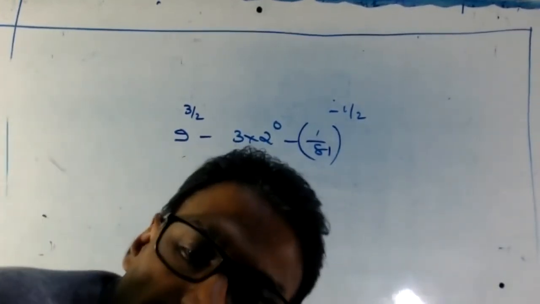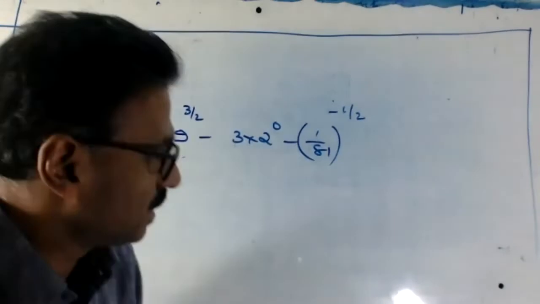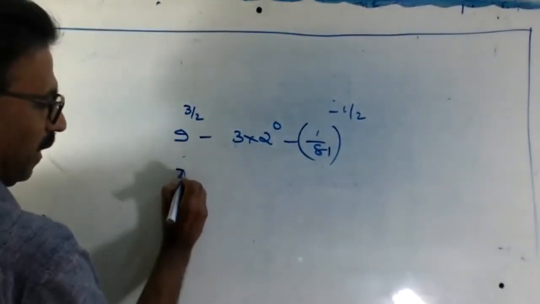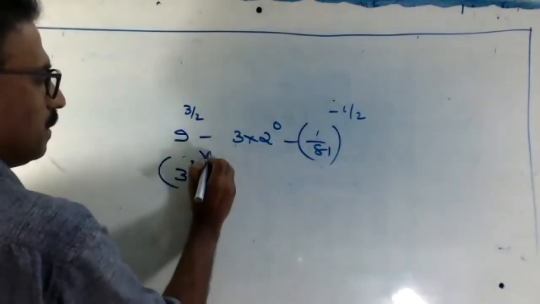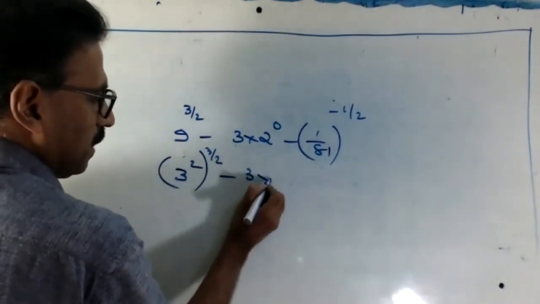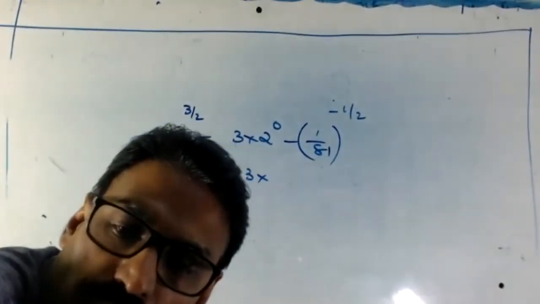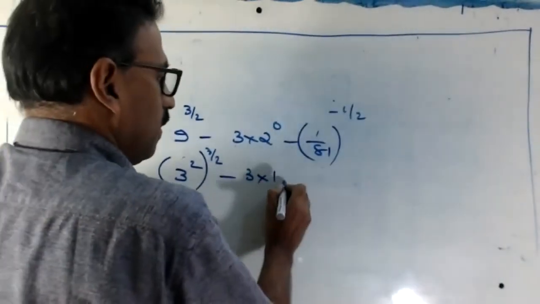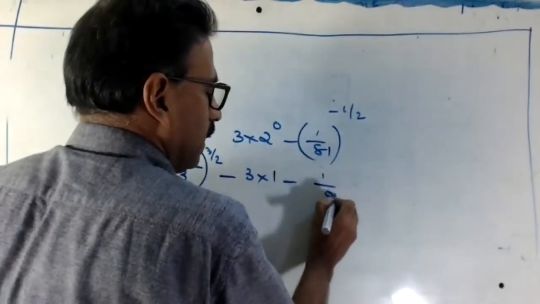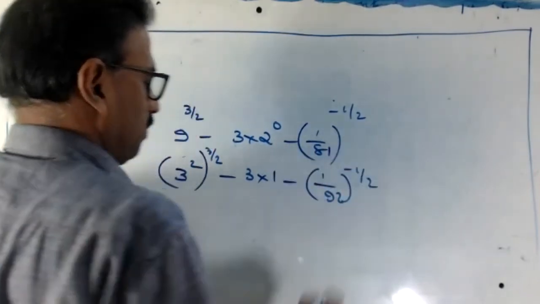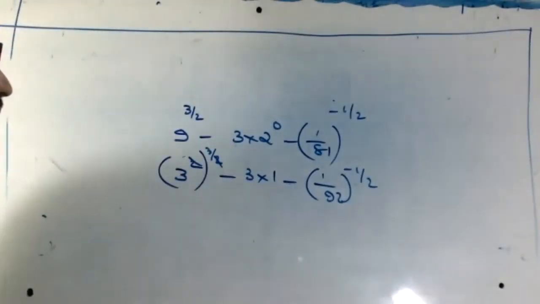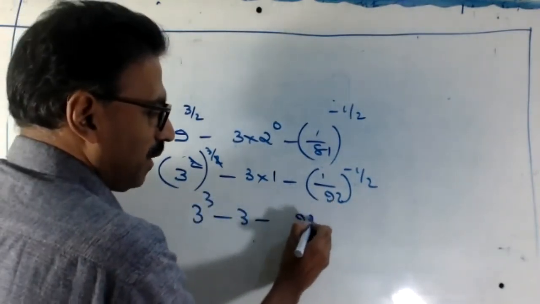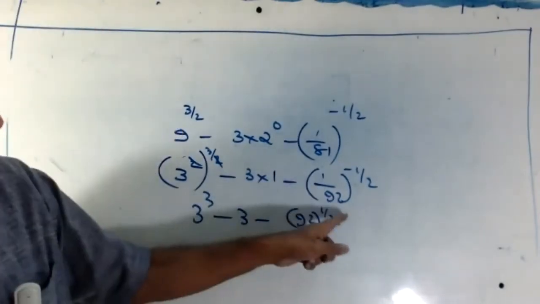Okay, so look at this question. 3 square whole raised to 3 by 2 minus, what is 2 raised to 0? 2 raised to 0 is 1. So 1 minus 1 by 9 square all raised to minus 1 by 2. It cancels. 3 cube minus 3 minus 9 square all raised to 1 by 2. Correct or no?